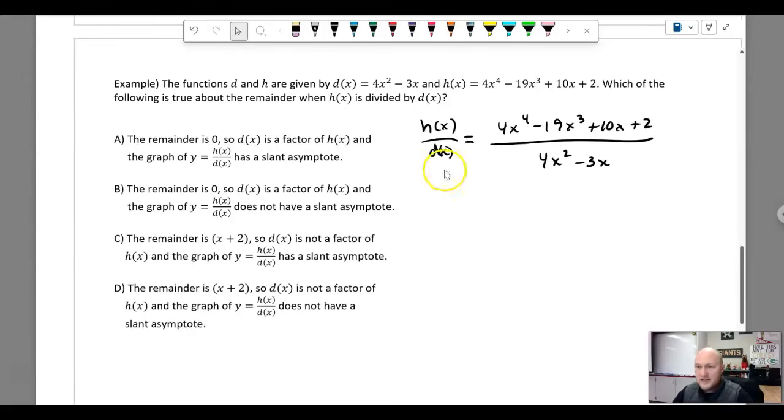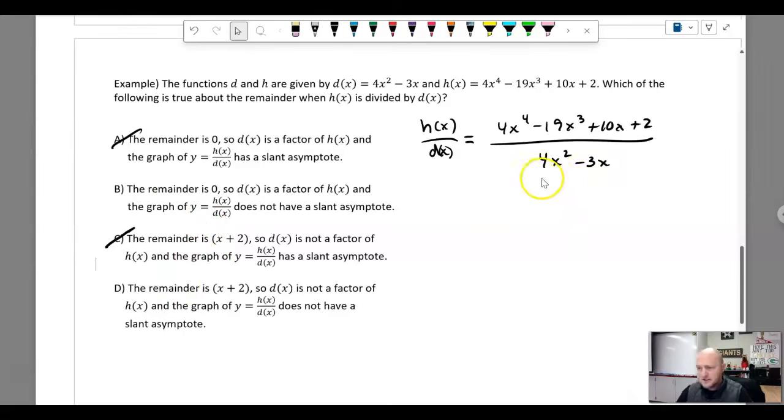And so looking at this, look at the powers. It's not one more, so I don't think it's going to have a slant asymptote. It's only if it has a power of one more that it'll be a slant. So it does not have a slant asymptote. So I think it's between A and, or sorry, I'm going to cross out A and C. So it's between B and D.